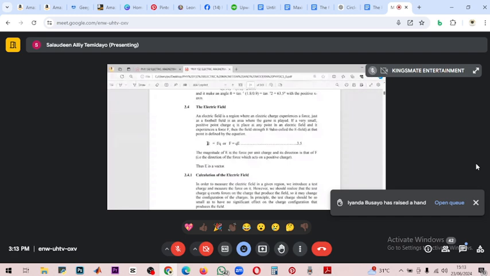Electric field, this is a mistake. They are supposed to write capital letter E. They are writing epsilon. They are supposed to write capital letter E. So electric field is equal to force over charge, F over Q.